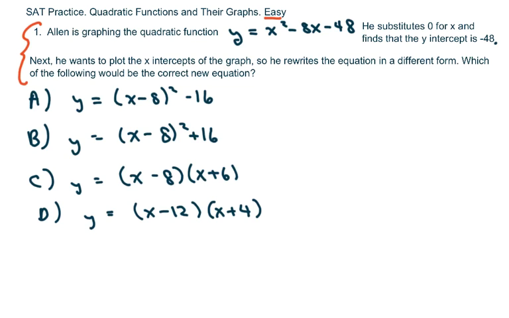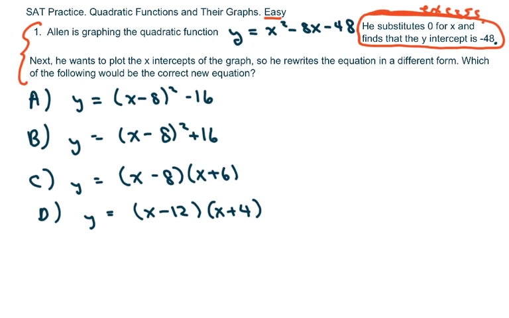So basically, they talk about Alan graphing this function. He finds the y-intercept. If you read the problem, this stuff right here is just kind of excess. You really don't need to know this part right there. But now he wants to plot the x-intercept, so he rewrites the equation in a different form.